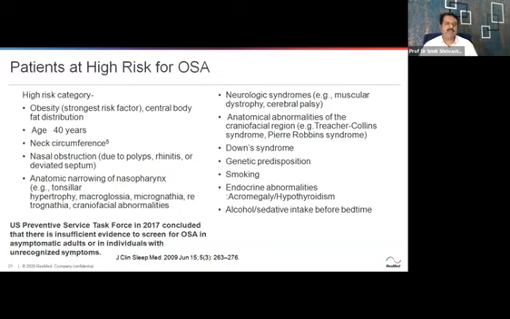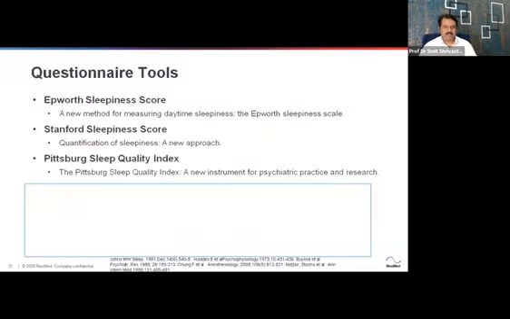So first of all, clinically, we need to see whether these patients belong to the Pickwickian body type, that is, they have central body obesity, male with a thick neck, the neck circumference is thick, 40 years of age, nasal obstruction or any other reason for anatomical narrowing of the nasopharynx, neurological syndromes, Down syndrome, genetic predisposition, and patients who are smokers or have any other endocrine abnormalities.